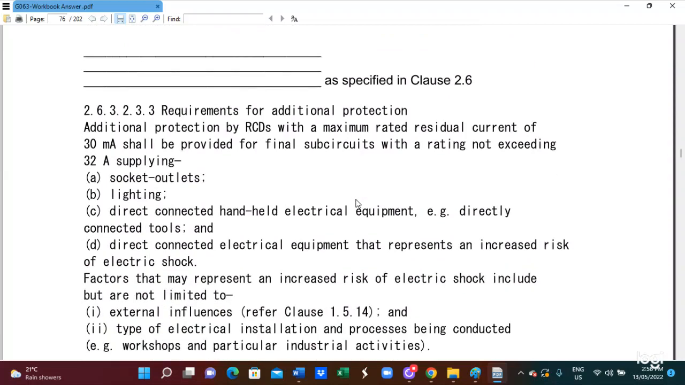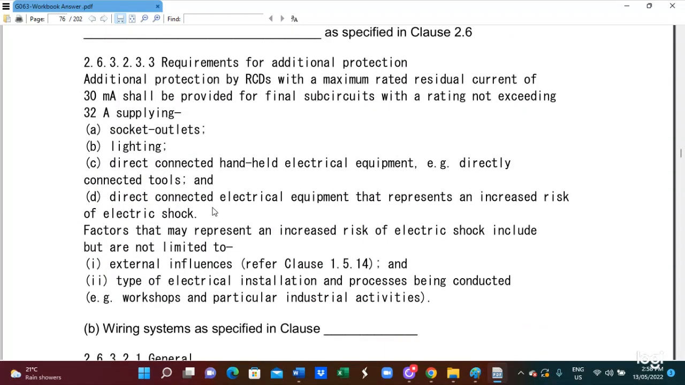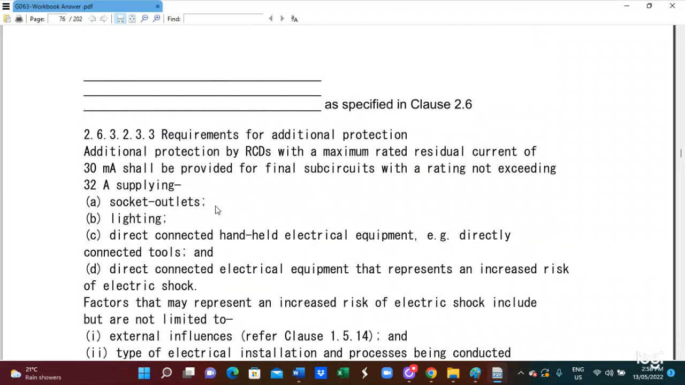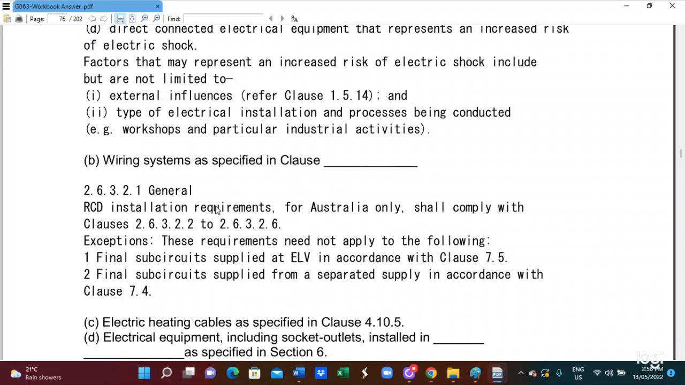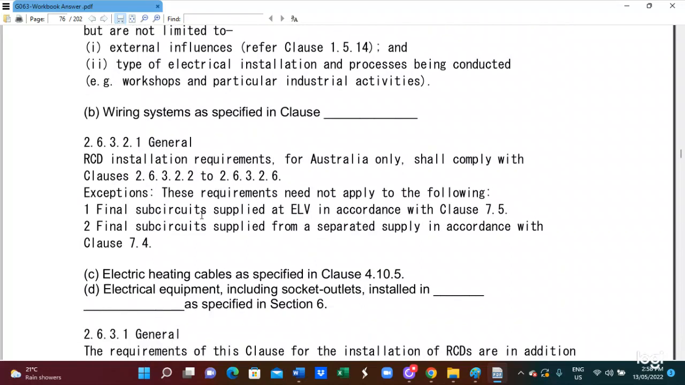So clause 2.6.3.2.3.3 is a requirement for additional protection. In this case, for socket outlets, lighting, and direct handheld electrical equipment, we have to provide additional protection. So the wiring systems are specified.